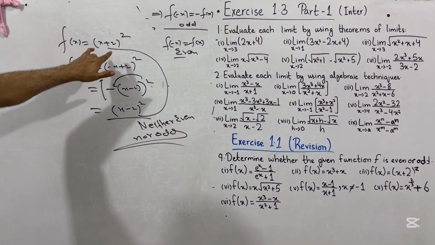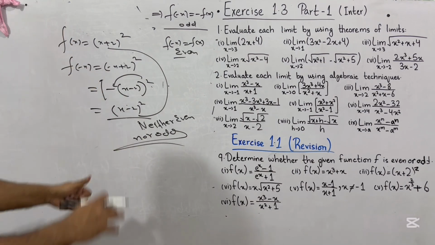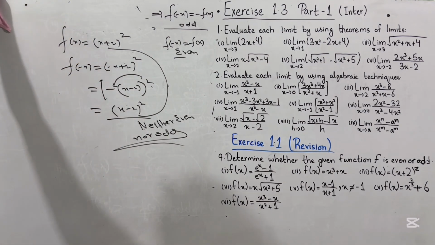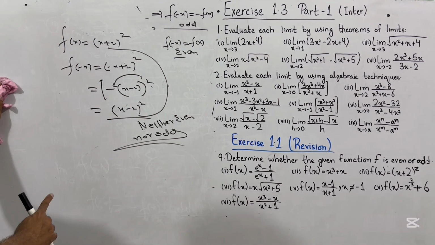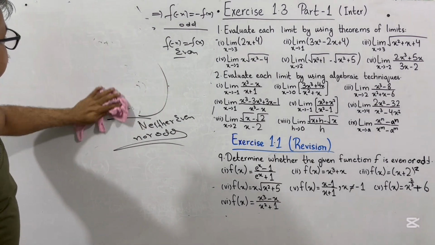Look at it. It is somewhere in between. We have x plus 2. Either both are negative or both remain the same. That is not the case here. x is the same while 2 has changed the symbol. It is neither even nor odd.